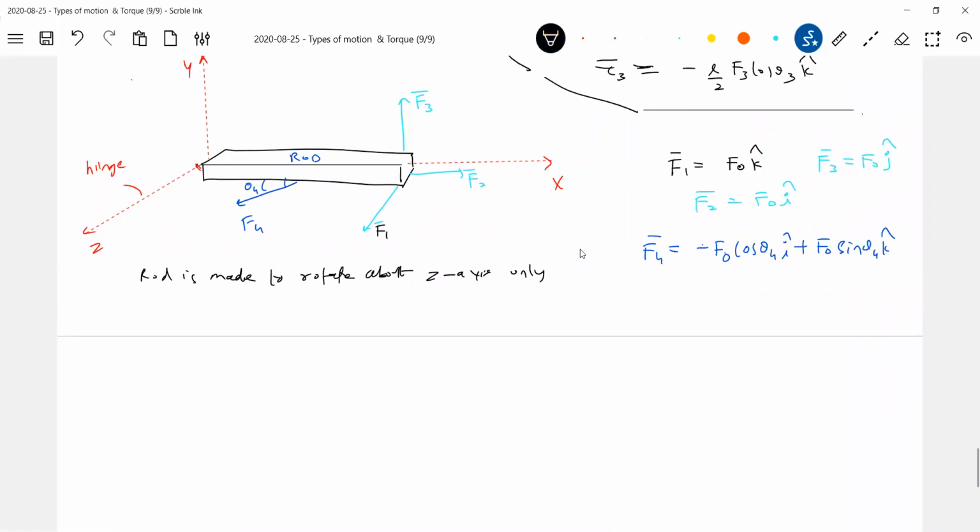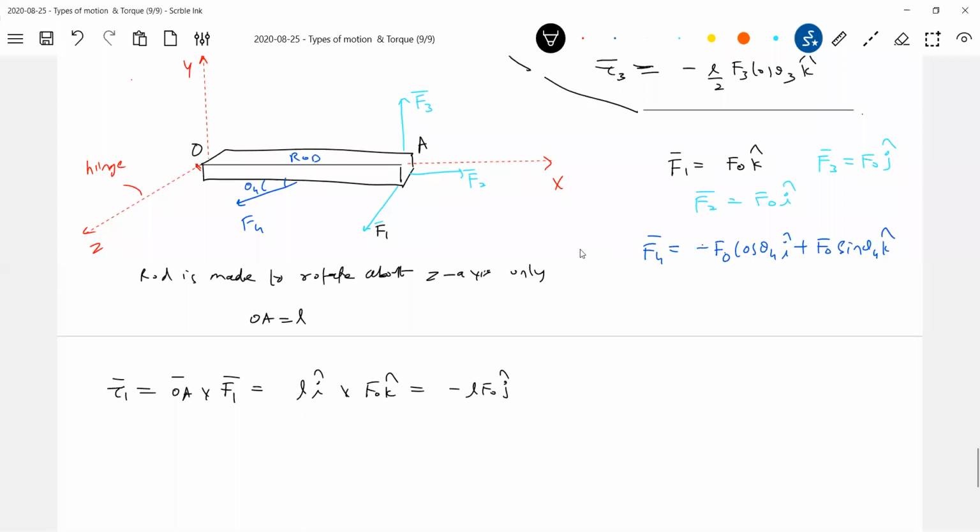Torque due to F1. So let's take help of mathematics. Torque 1 is equal to OA bar cross F1 bar, where this is O and this is A. In books, they're given mathematically; I'm trying to bring some example so it'll be easy for you. What is OA bar? L I cap. The length of the rod OA is L. F1 bar is F naught K cap. I cross K: K cross I will be J, so I cross K is minus J. So minus L F naught J cap.